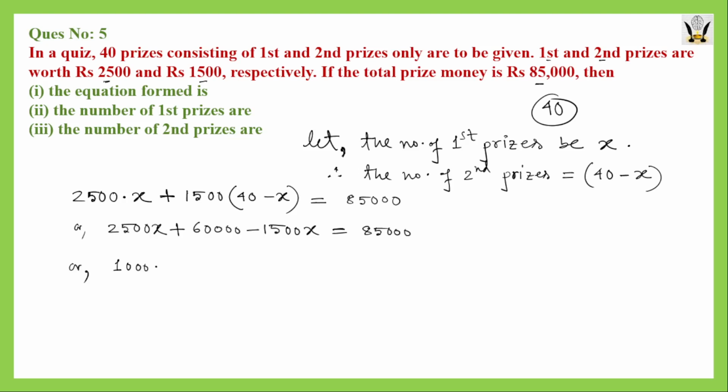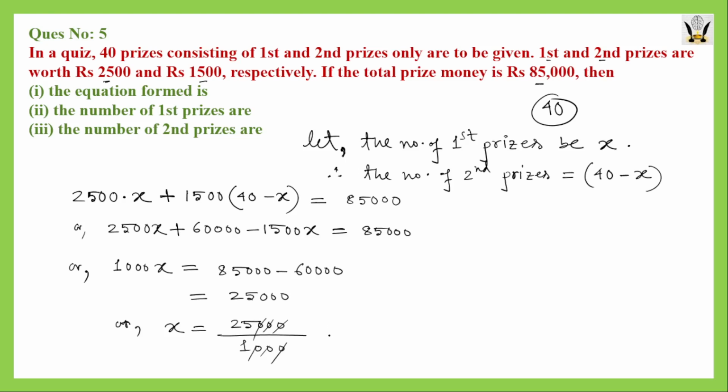1000x, and then here we have 85,000, and here we have 60,000, and then based on this we can say that x will be then what? 25,000 divided by 1000. So this 3 will cancel each other. Basically we are dividing by 1000, so the final value of x will be 25. So the total number of first prizes is 25, and the total number of second prizes will be what? Then 40 minus 25, so that will be 15.